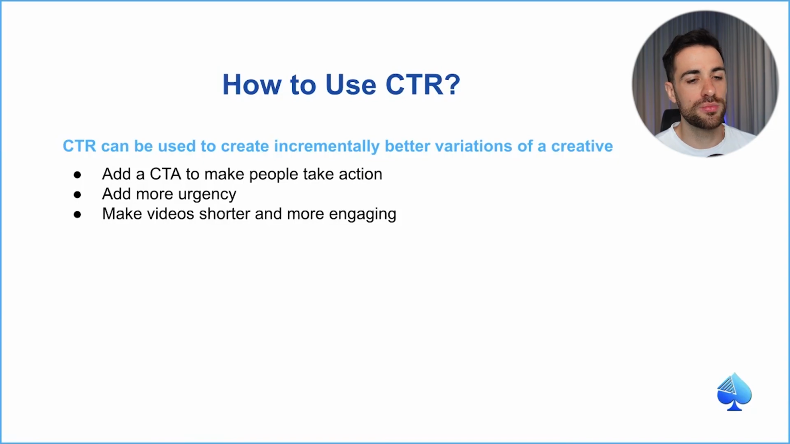Or you can make videos more engaging and shorter. If you have a video that's doing pretty well CPA wise, but it's got a low click-through rate, and that's a long video, that's probably boring a lot of people. We can probably say a lot of people are going to be bored by that. What if we take that same video and shorten it? Is that going to improve it?